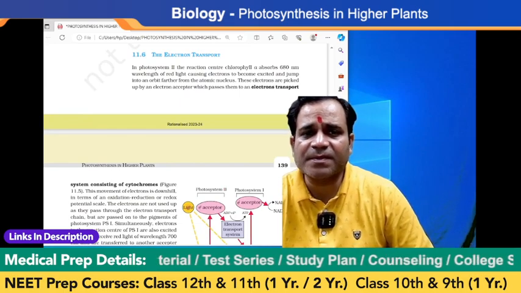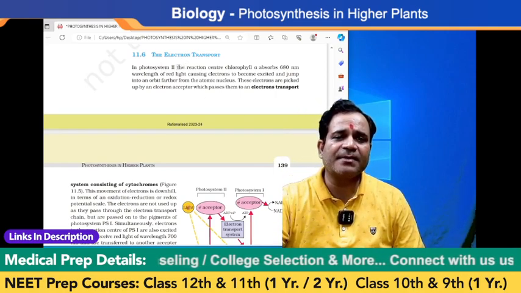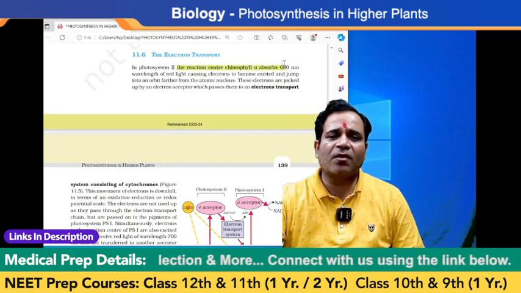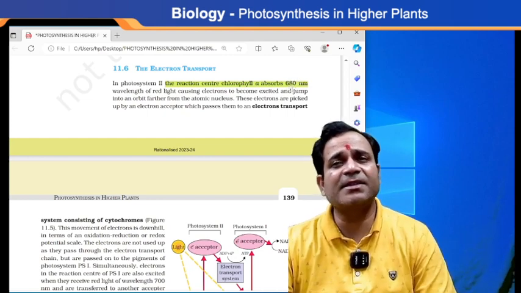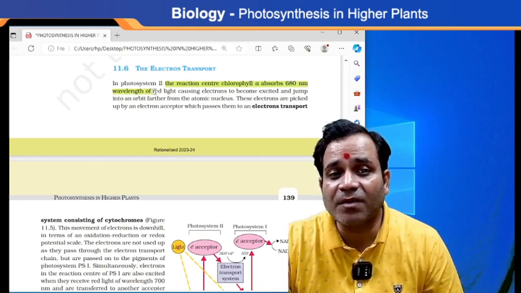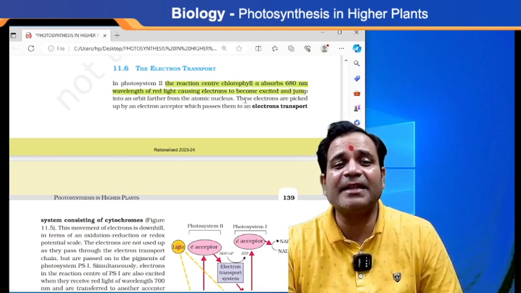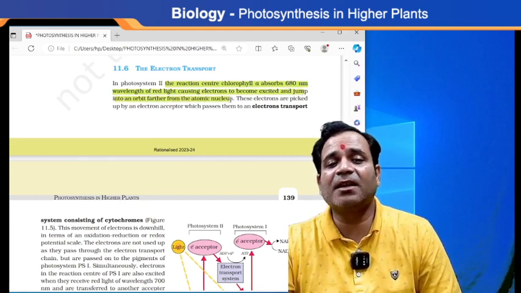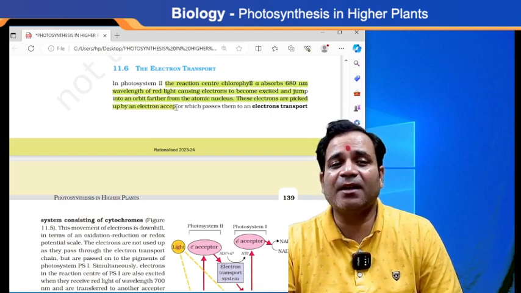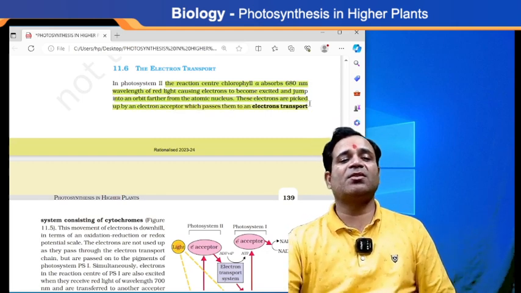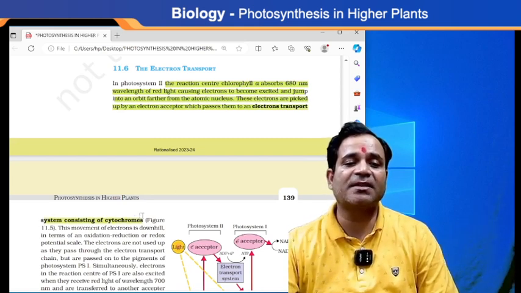So in this photosystem second, the reaction center is chlorophyll A. This is the important line, so I'm underlining it here: the reaction center chlorophyll A absorbs 680 nanometer wavelength of red light, which causes electrons to become excited and jump into an orbit farther from the atomic nucleus, my dear. These electrons are picked up by an electron acceptor, which passes them to an electron transport system, called ETS, consisting of cytochromes.